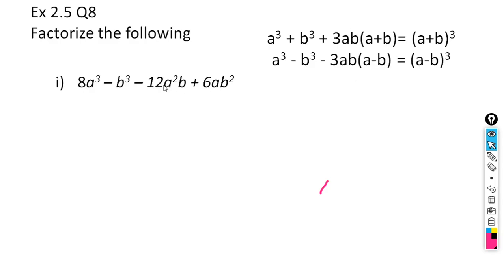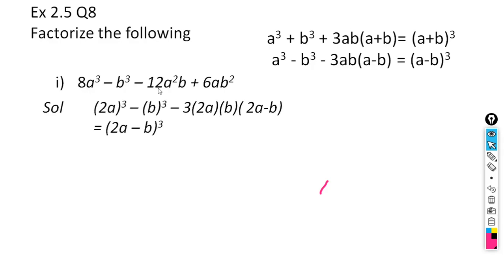In this problem, we are going to use our identity, a cube minus b cube minus 3 times of ab into a minus b. Second identity will be used here. We'll express this in the standard form. 8a cube will be 2a whole cube minus b cube minus 3 times of ab into a minus b. So the possible factors are 2a minus b whole cube.